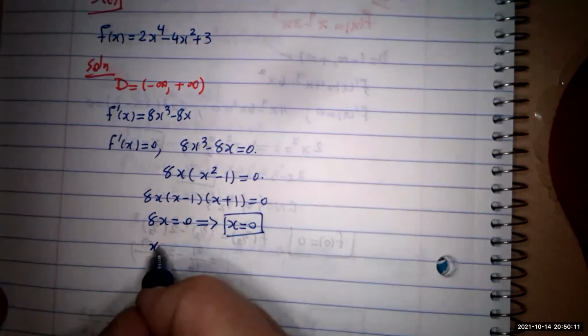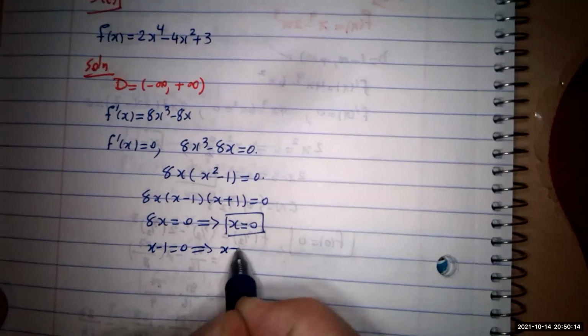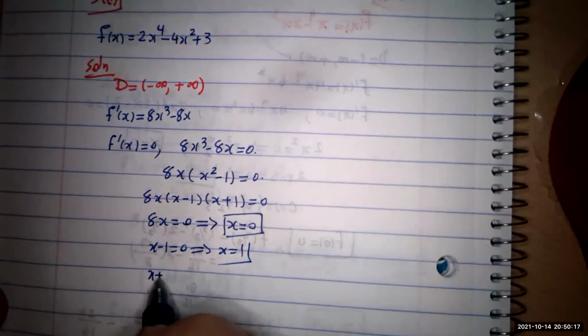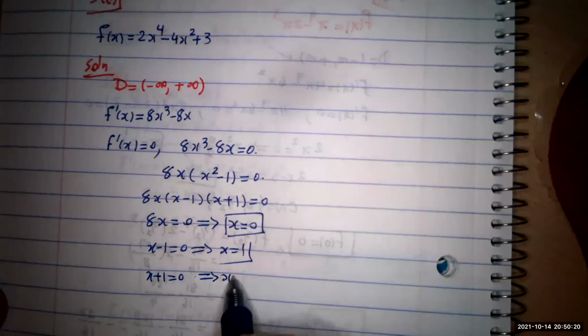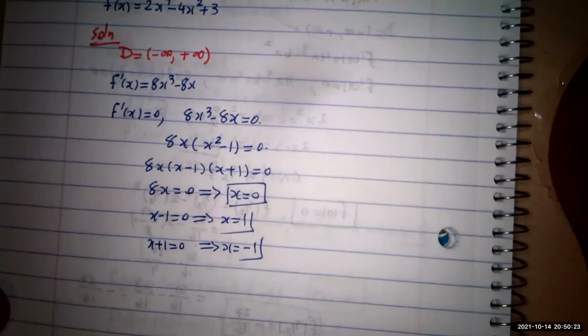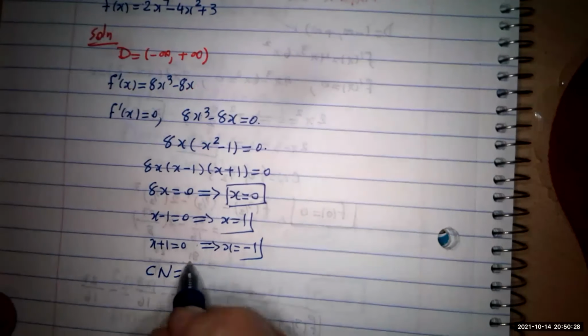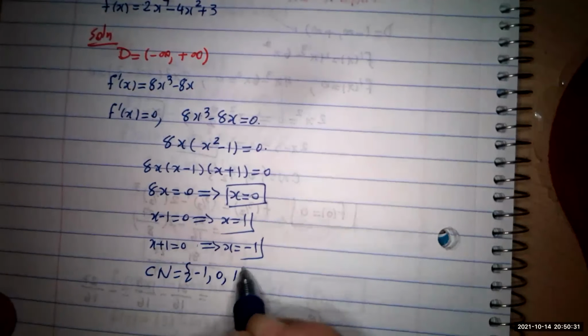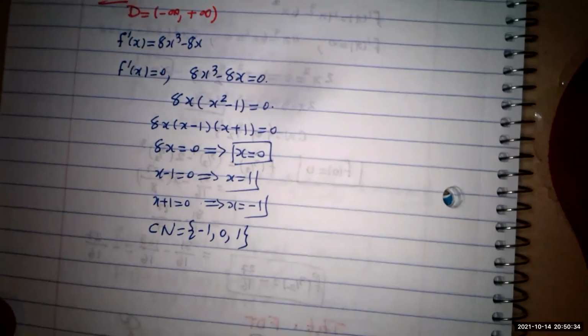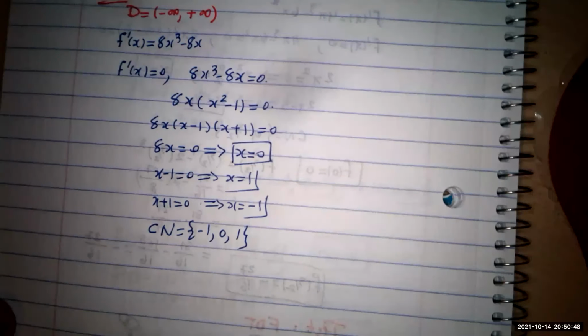Okay, x minus 1 equal to 0, you get x equal to 1. X plus 1 equal to 0, that gives you x equal to negative 1. So we have 3 solutions, okay? So the critical numbers are going to be negative 1, 0, and 1. You don't have to check because the domain is all real numbers. Okay, drop them back into the function and then test it to see which one is going to be a maximum or a minimum. We test into the original function.